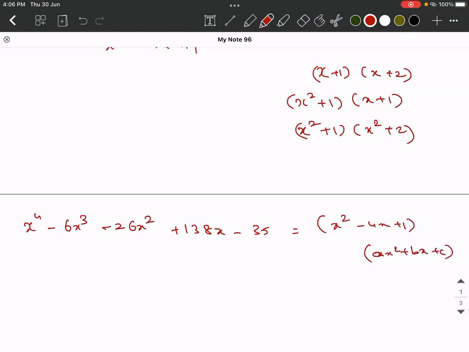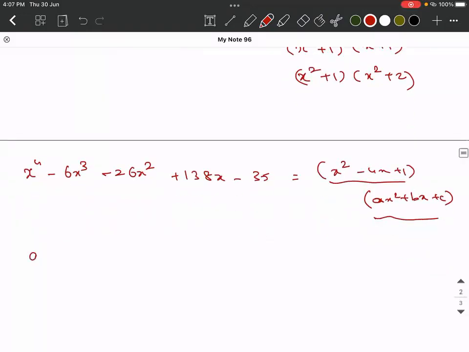So I'm just trying to explain a different method. That's it. When 2 zeros of a polynomial are given, this is the actual meaning of it: there is some quadratic polynomial which is multiplied with the quadratic polynomial formed by the given zeros, that is x square minus 4x plus 1. So the product of these 2 polynomials should be equal to that fourth degree polynomial.